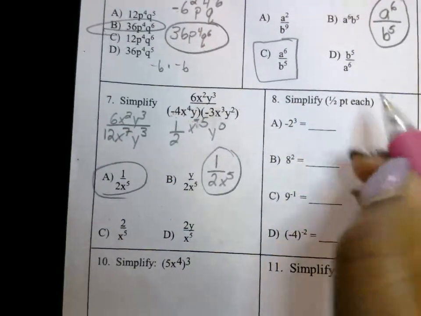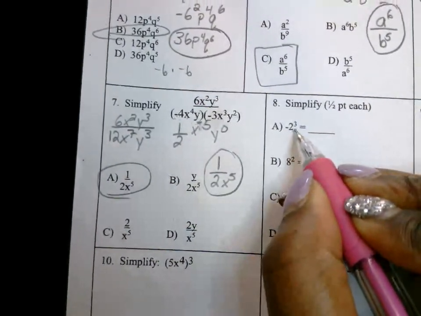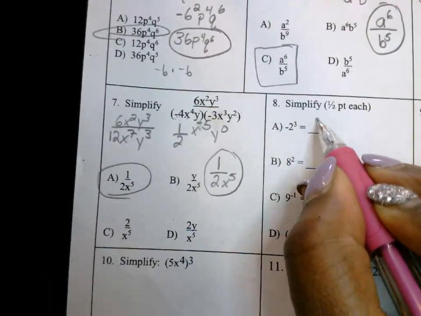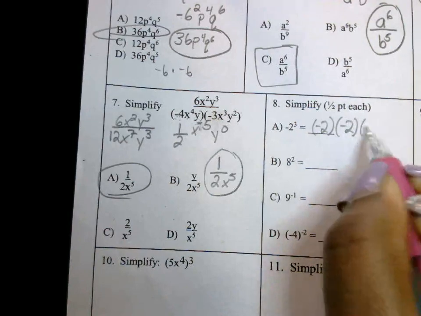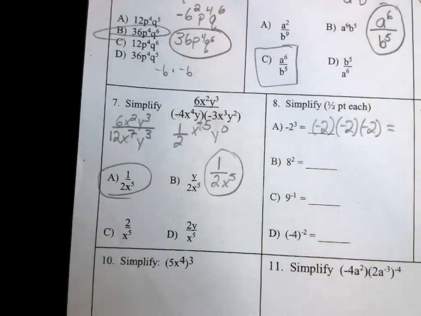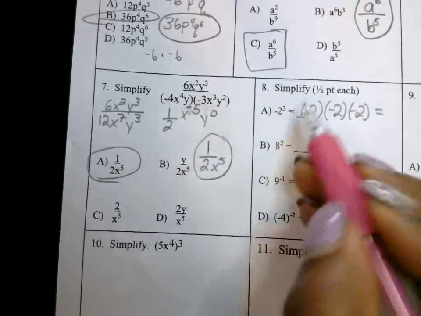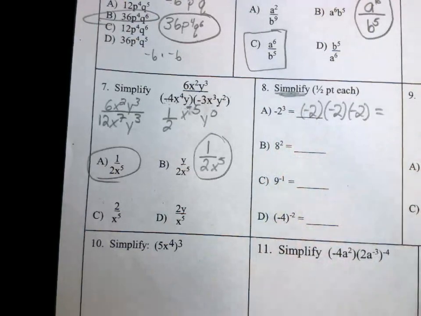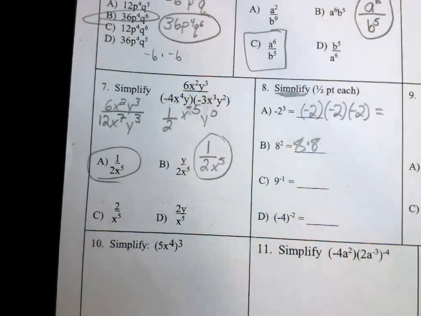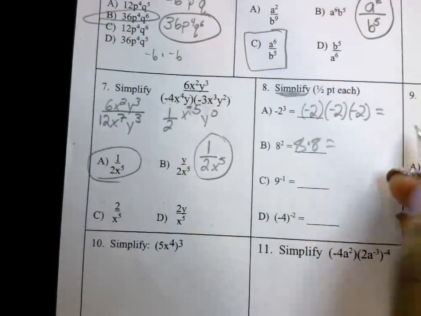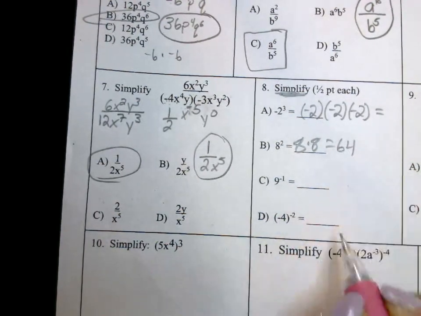All right, let's simplify this. How many times am I going to multiply negative 2? 3 times. Negative 2 times negative 2 times negative 2. And then get your answer, okay? How many times? It says simplify. How many times am I going to multiply 8? 2. 8 times, very good. 8 times 8. What's that equal? Y'all know you know that. 64. 8 and 8. Okay.